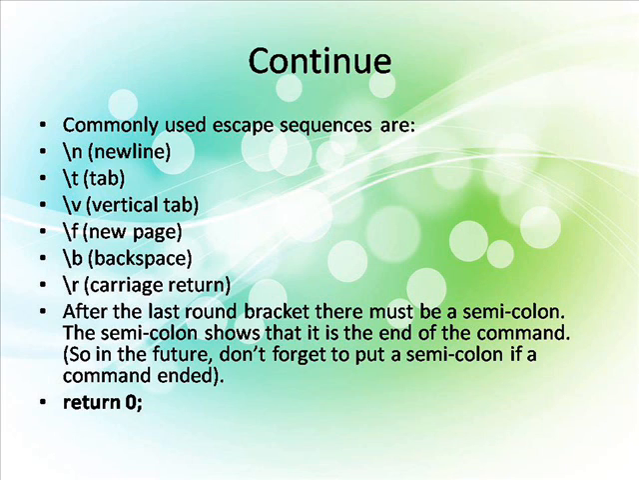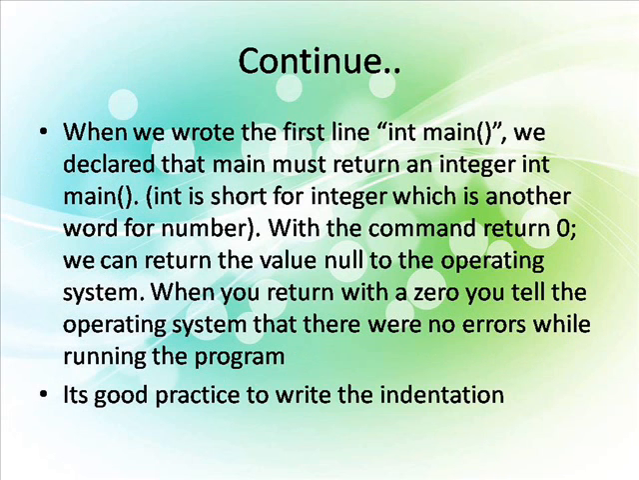After the last round bracket there must be a semicolon followed by return 0, as we have used int main. When we wrote the first line int main, we declared that main must return an integer. With the command return 0, we return the value 0 to the operating system. When you return 0, you tell the operating system that there were no errors while running the program. It's good practice to write indentation and comments.